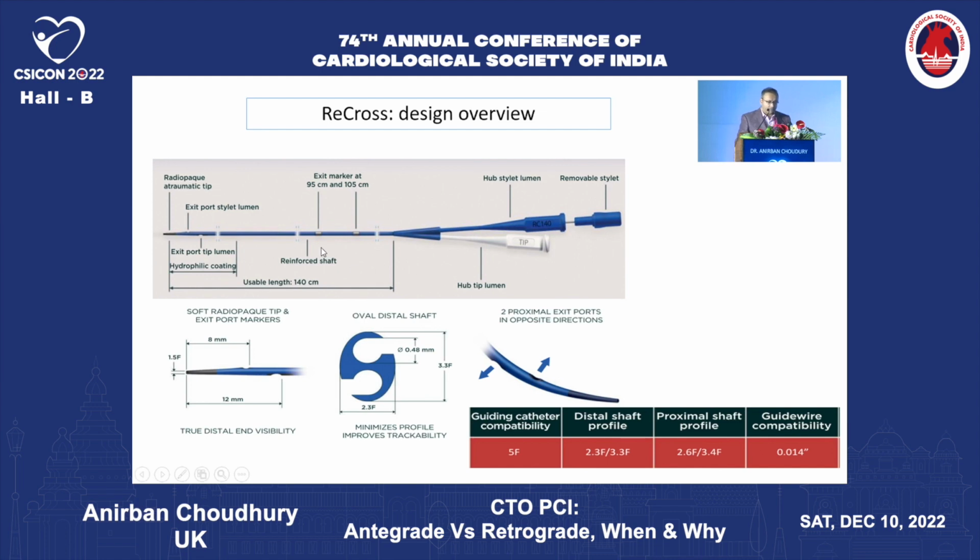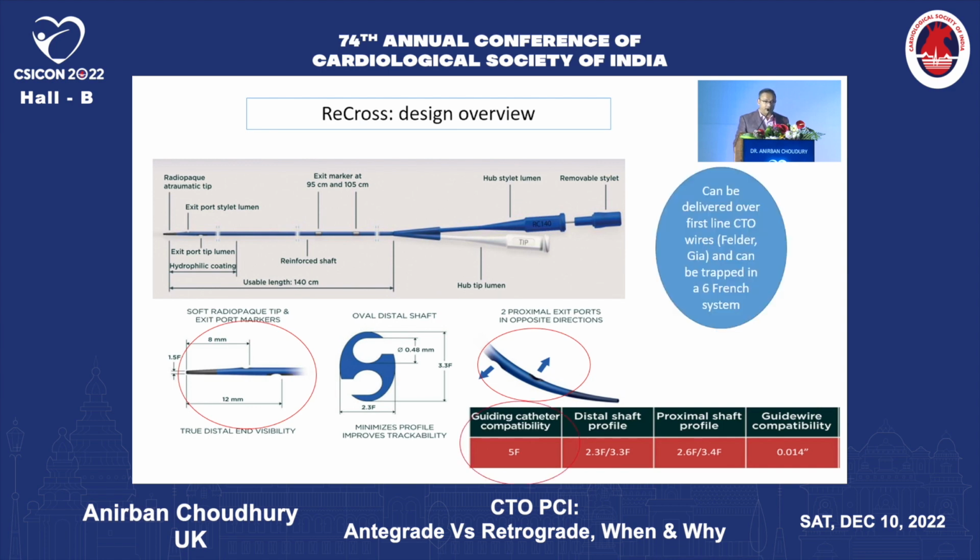I call it a poor man's Stingray, but a very user-friendly one. Just like the Stingray, it has two side ports, and they're 180 degrees to each other. That's depicted in this picture. It's a 5 French compatible device. It can be delivered over your routine first-line CTO wire. The wires on which I usually use it are typically the Gaia wires.